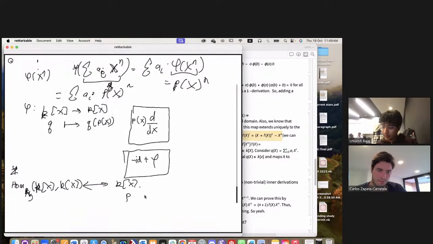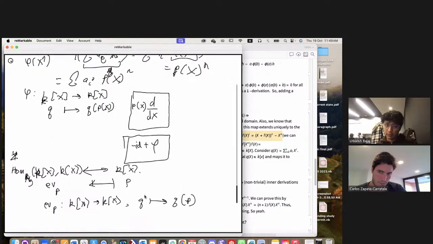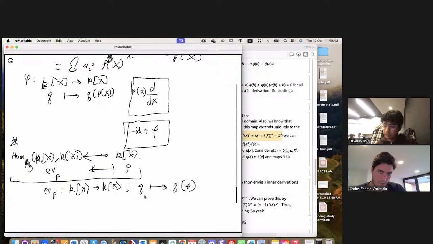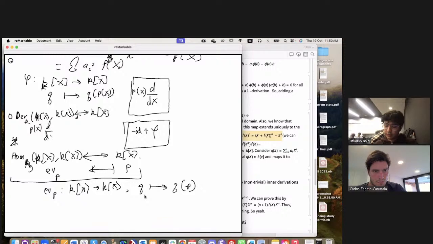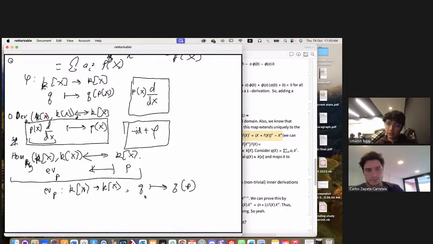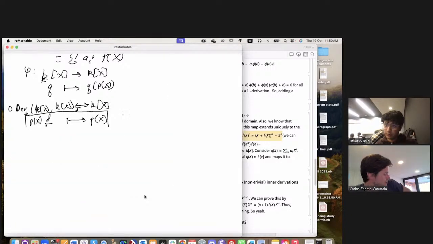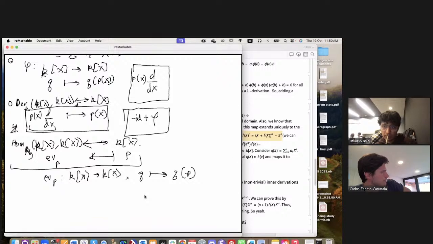Right. Where P is sent to this evaluation map that I talked about, evaluation map of P, which is a map from this to this, that takes some Q and evaluates it at P as a polynomial. And you can easily show that this has to be a one-to-one map. But we also know that there is a one-to-one map between the set of all derivations, so zero derivations, from k of x to k of x. And so there's a one-to-one correspondence in this as well, where it sends p of x d/dx to p of x, right? And so this is obviously a bijective map, because these are all the set of possible zero derivations you can have. No, like I understand the point. I'm just... Yeah. What is the doubt?